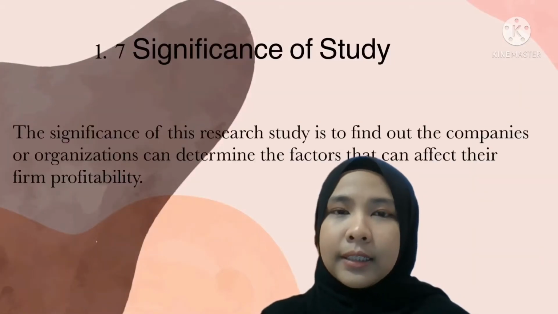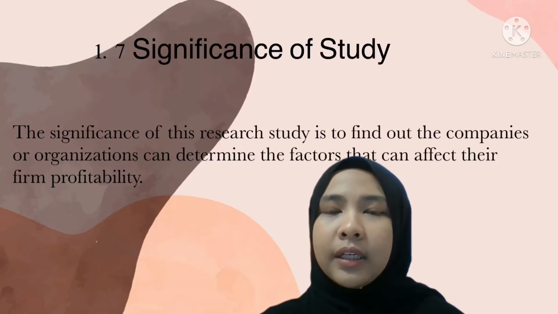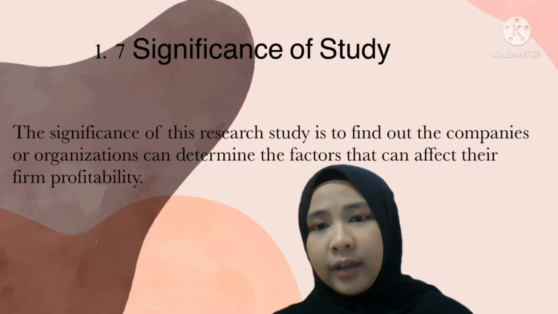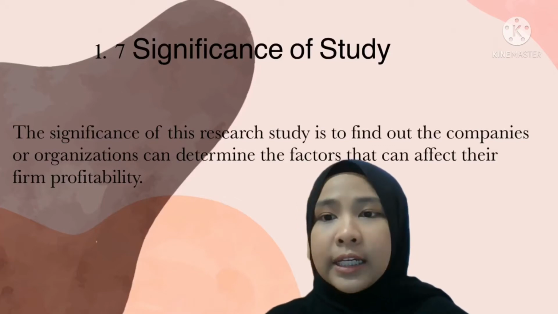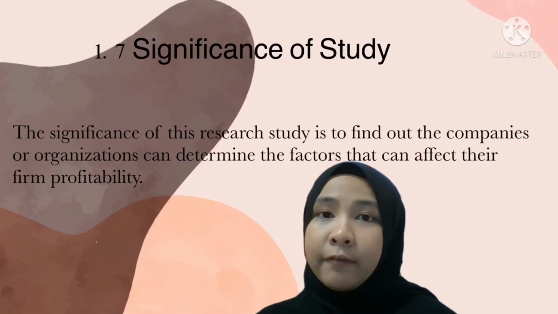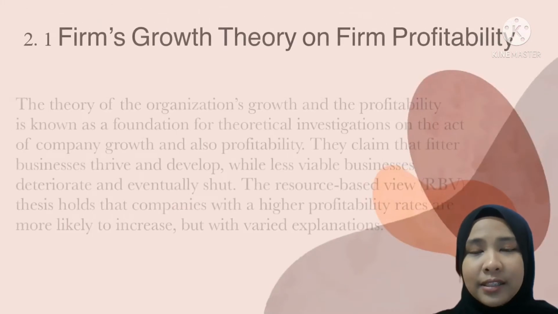And lastly, the last point in the introduction, which is 1.7, significance of study. The significance of this research study is to find out how companies or organizations can determine the factors that can affect their firm's profitability. Now, let's move on to chapter 2, which is about the literature review.